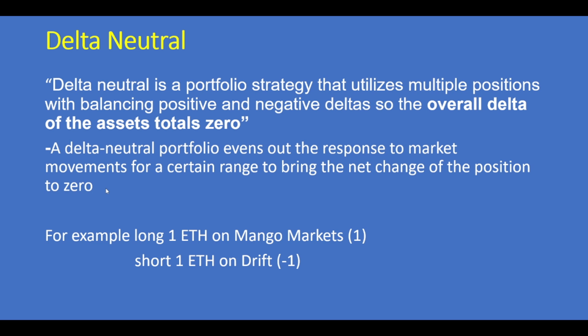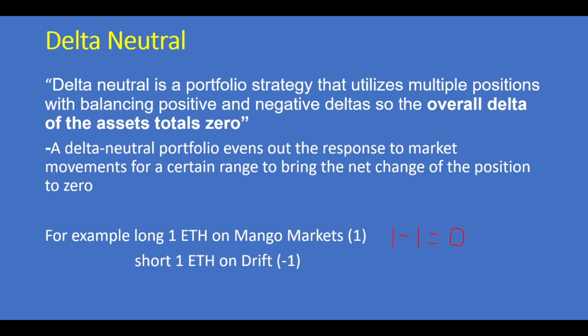So that was a bit conceptual. I will give you an example of what might happen. In this example, let's say we're long 1 ETH on Mango Markets, and that gives us a delta of 1. And then we're short 1 ETH on Drift, which gives us a delta of -1. When you add those deltas together, we just do a quick 1 minus 1 equation, it gives you a delta of 0, meaning that you are now delta neutral.